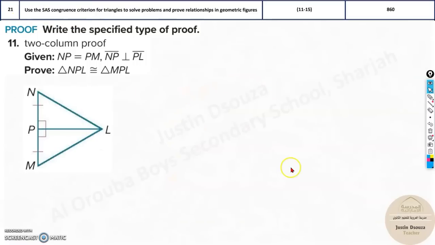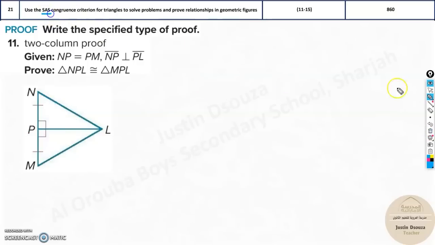Now we will move to the 21st topic. Write the specified type of proof. 2-column proof. Given NP. See over here, they have given some stuff, that is NP is equal to PM. NP and PL are, sorry, not congruent, perpendicular. It's 90 degrees. If it's perpendicular, this is the sign, it's 90 degrees. We need to prove these congruent.